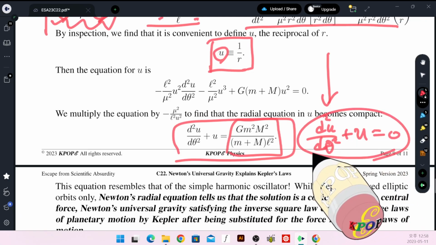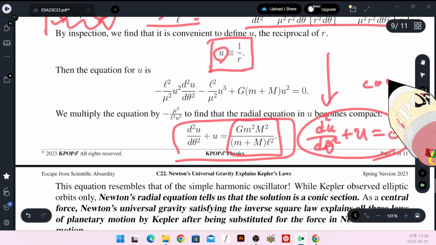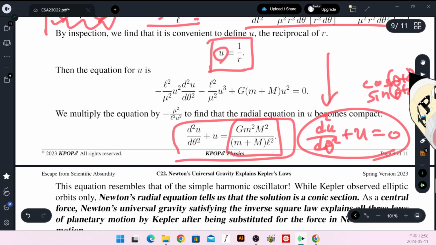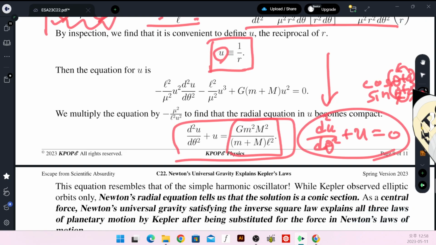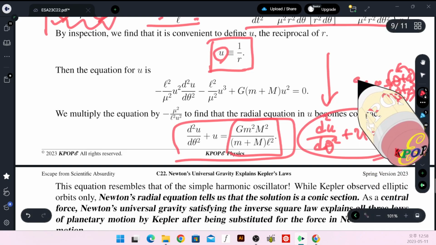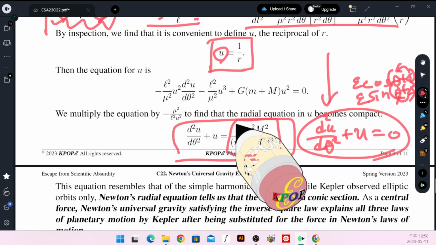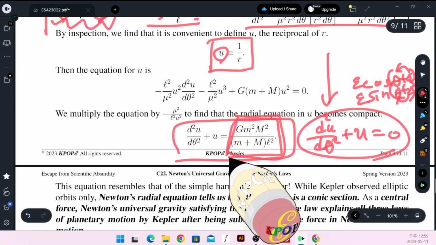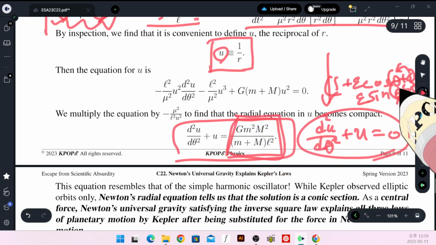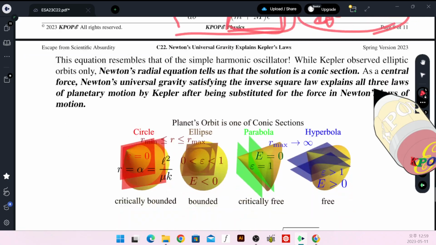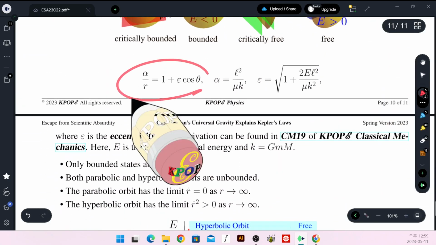The solution of this is either cosine or sine, with some phase. That's fine, but we can always absorb the phase into the angle theta from which we measure, and then we can multiply by any number. That number, we use for normalization, then 1 plus some cosine. Finally, that kind of solution is expressed in terms of this.